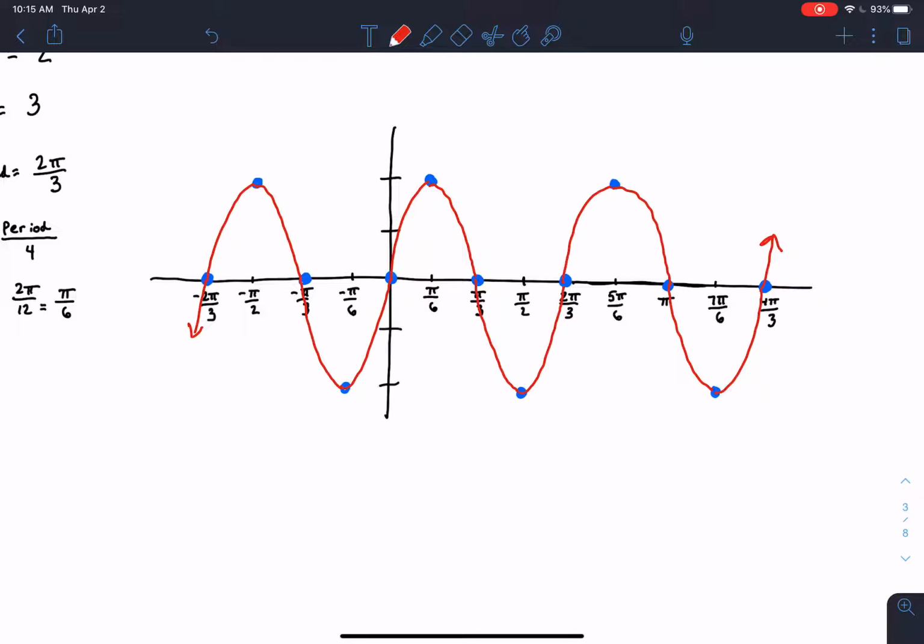A lot of these, your graphs are going to look very similar. The big thing is your x terms, what your x-axis looks like, that's going to be the key. That's going to be the big thing to look for.